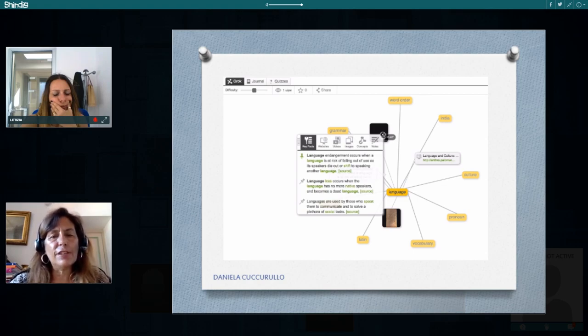But on the left-hand side, you can see that for each item, you have different opportunities. You can have the key facts. You can have the websites that go deeper into the matter you are going to research. And then you have the videos on that topic. Also, the concepts, all linked in a sort of mind map. And then the different images that you can use for introducing your topic.